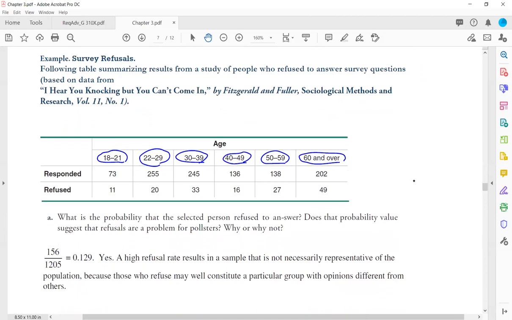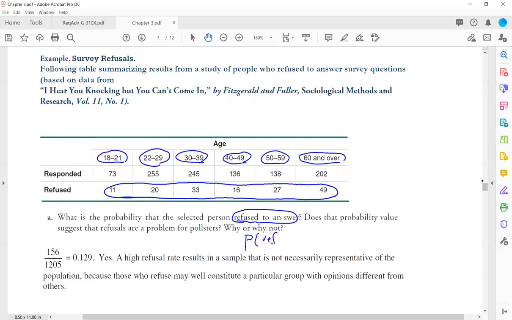Now, here are some questions for you. What is the probability that the selected person refused to respond? Refused to respond, okay. I have a bunch of numbers here that show who refused to respond. What should I do? I have to add all of these numbers together to find my numerator. So, probability of refused to respond. First of all, you have to form a fraction, definitely.